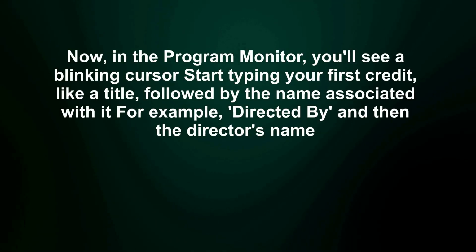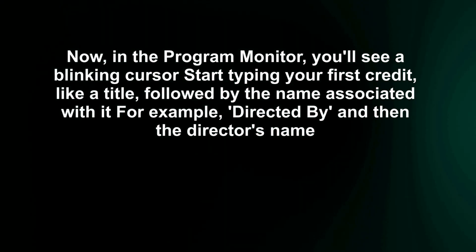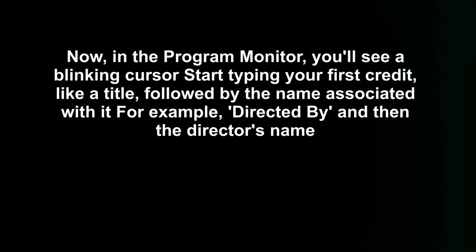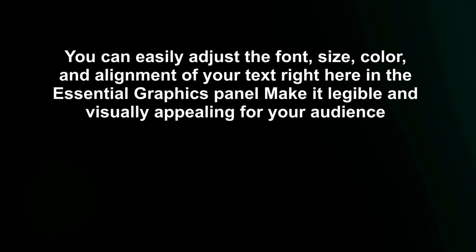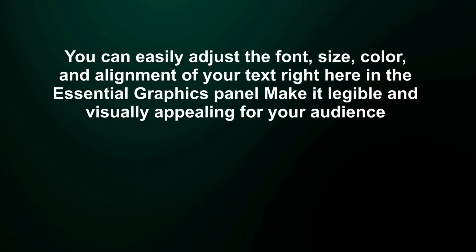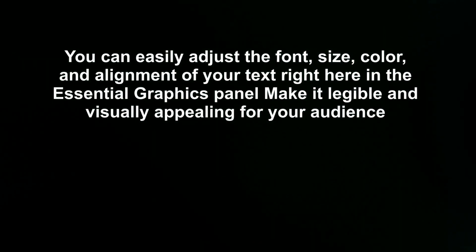Now, in the program monitor, you'll see a blinking cursor. Start typing your first credit, like a title, followed by the name associated with it, for example, directed by, and then the director's name. You can easily adjust the font, size, color, and alignment of your text right here in the Essential Graphics panel. Make it legible and visually appealing for your audience.